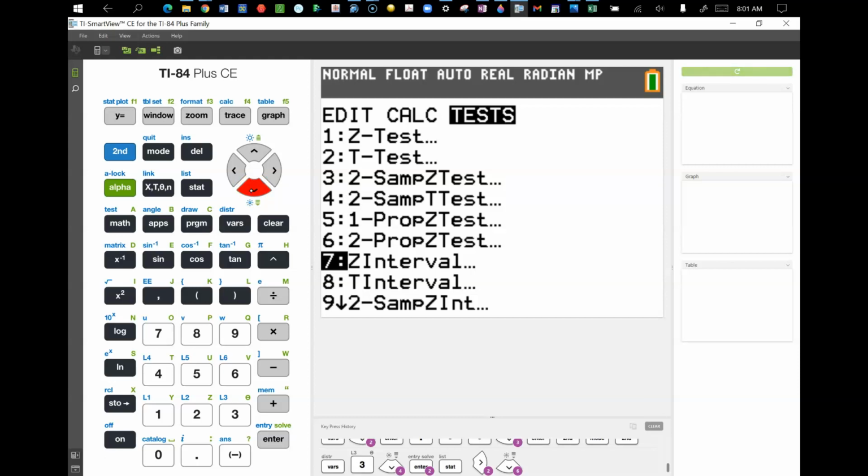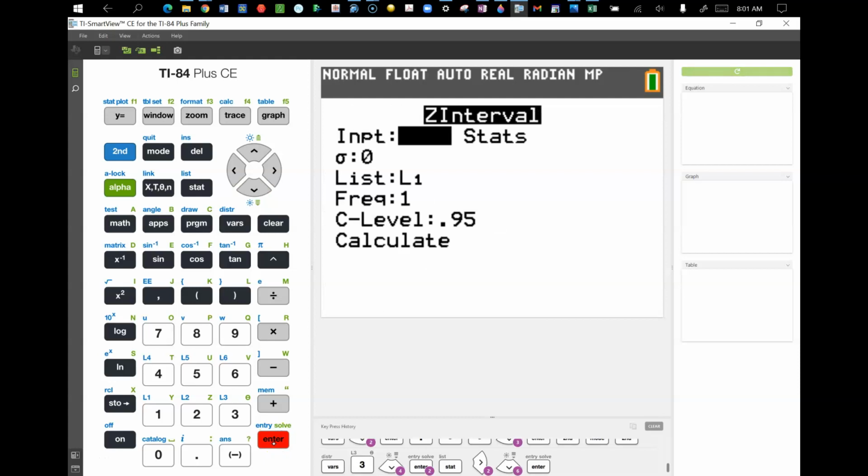Why is it a z-interval? Well, we're going to change how we do this after we deal with the fact that we don't really know the population standard deviation. But for now, if you know the population standard deviation, when you are constructing a confidence interval for a mean, you are going to use a z-interval. So if you select that z-interval, you have 2 options here. Data, which would be you entered the sample data into lists, and you're going to use that, or stats. So we're going to select stats.